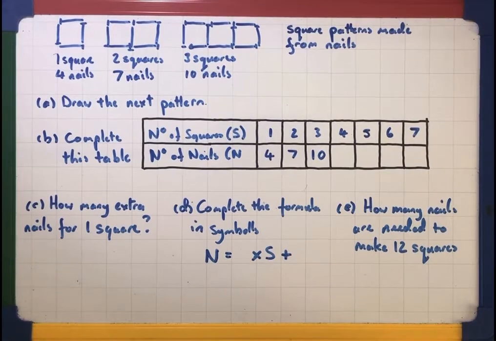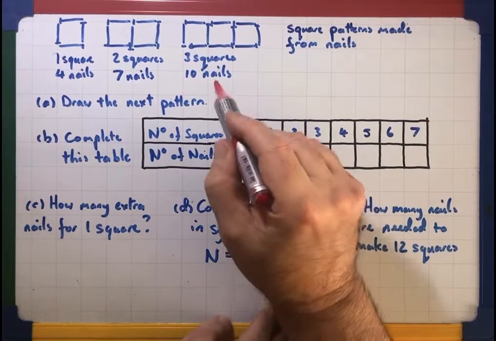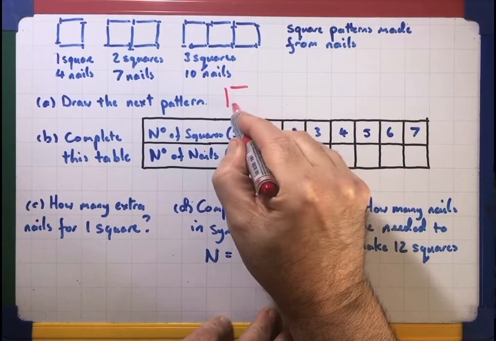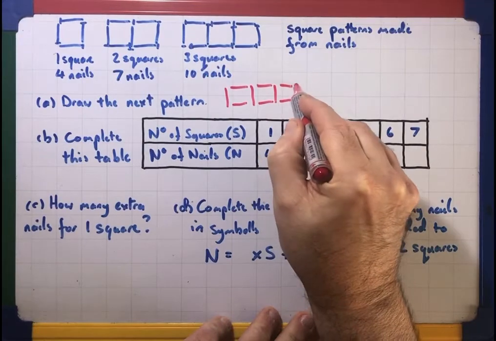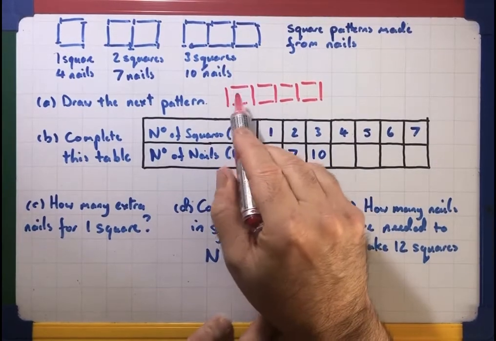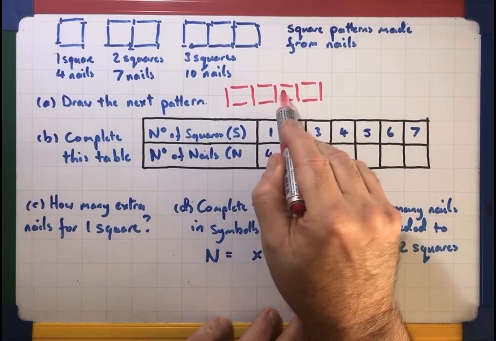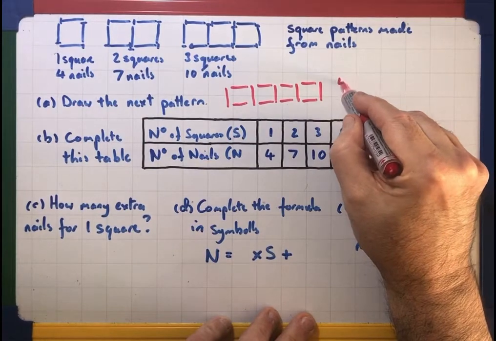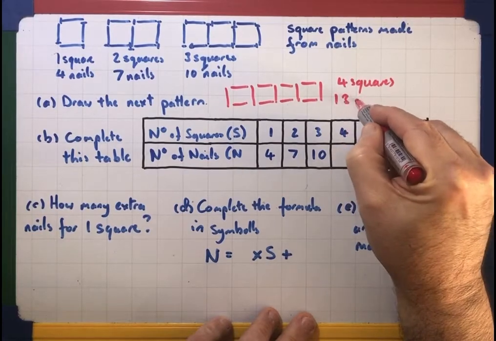Now the first bit in a question like this might ask you to draw the next pattern. Well, you're just going to stick one on the end of the last one, aren't you? So you're going to have 1, 2, 3, 4. So if you've done that, you've got 1, 2, 3, well, you basically got 4. You see it's going up in 3s after that. 4, 7, 10, 13. So that is 4 squares and 13 nails.